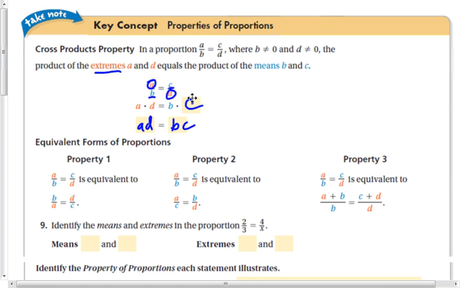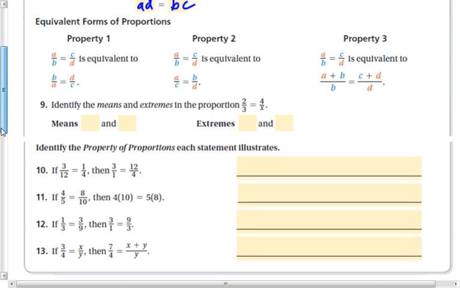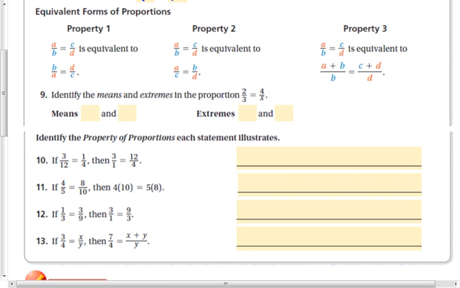All right, go ahead and fill in the answers to 9 through 13, and you can check back.